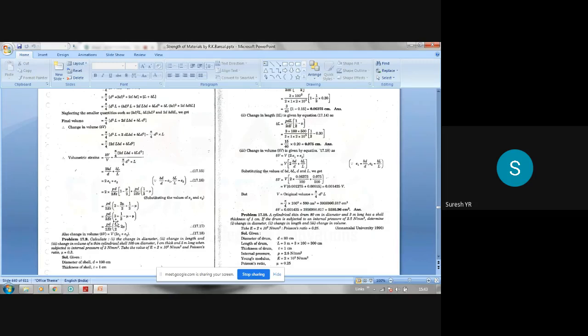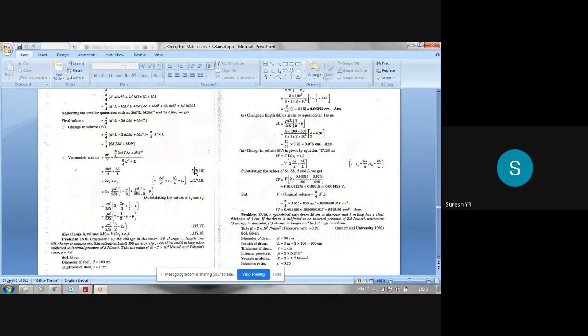So three formulae: one is for change in diameter, second is for change in length, third is for change in volume. Once you get the volumetric strain, you can get delta V as V into this. Okay, this is what the derivation is. Now let us see how the problems can be done. Problems are easy, direct substitution.